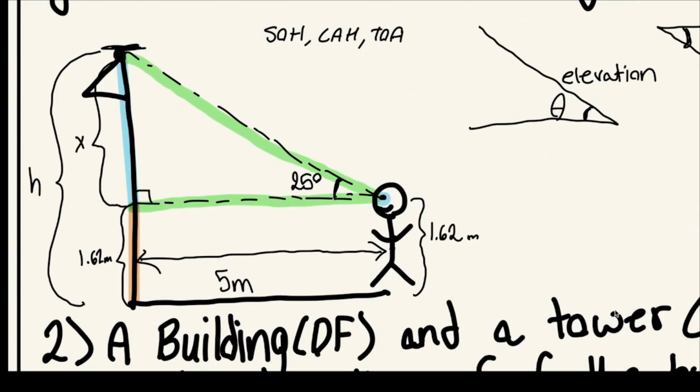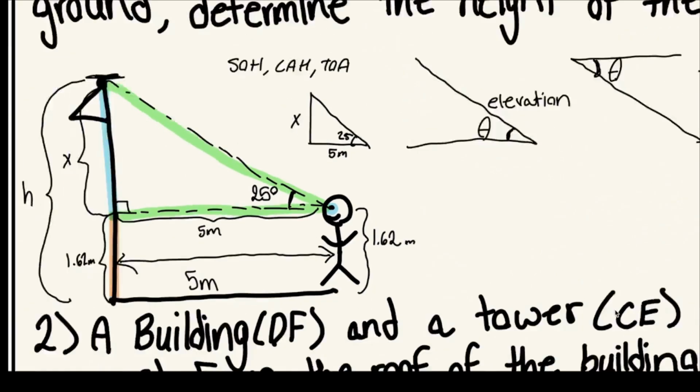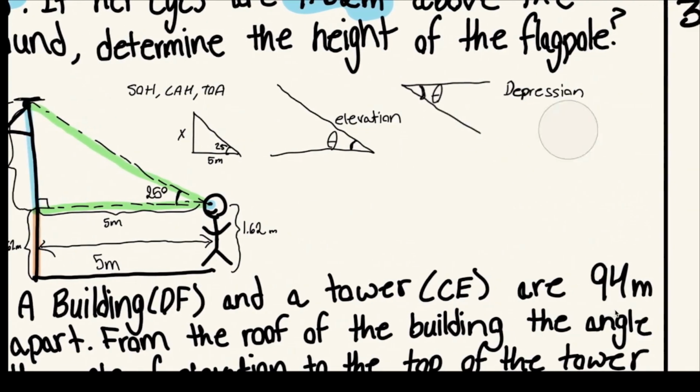We know this part of the triangle right here is 5 meters, because below it is 5 meters, where the person is to the flagpole. So that distance above also will be 5 meters. That means our triangle will look something like this. It will be 25 degrees here and 5 meters here, and this is X. So what primary trigonometric ratio can we use? We can use tan.